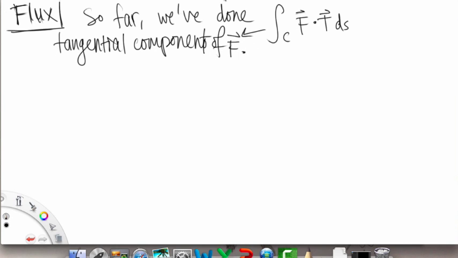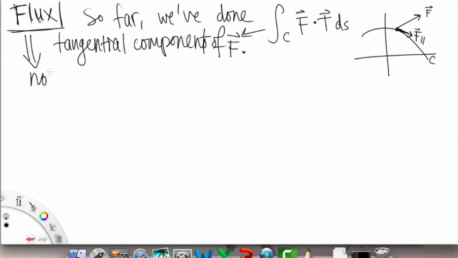So here's our curve, right? Here's F, and the tangential component was this thing. That was F parallel, or F dot T. So that's what we were looking at so far along our curve C. But now, flux deals with the normal component of a vector field.